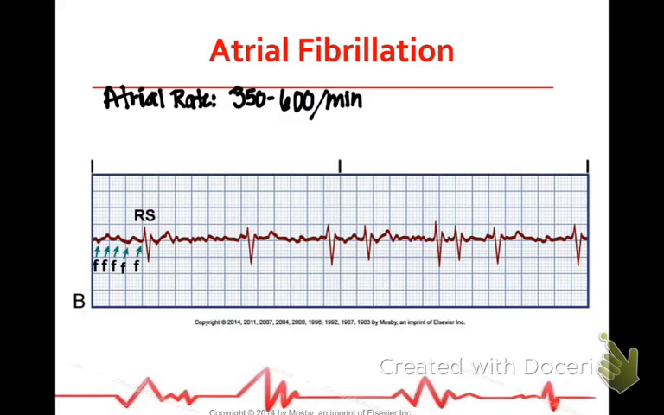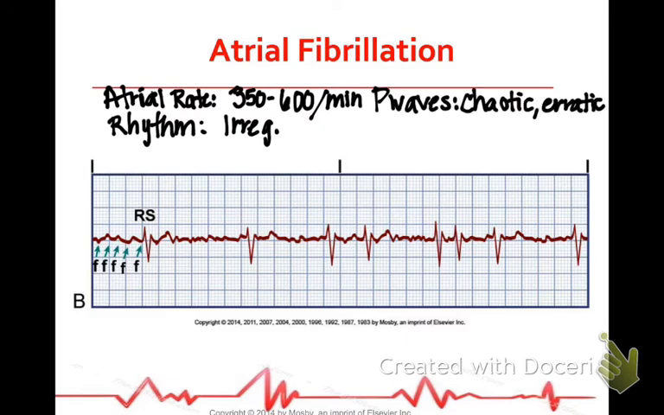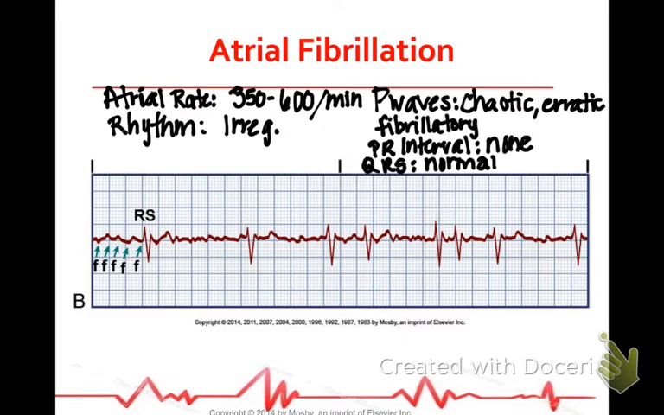All right, AFib. Atrial fibrillation is exactly what it says. It's fibrillating. The atria are just kind of quivering, right? Fibrillatory waves. The rhythm's irregular. Your atrial rate is going at like 350 to 600. Your P waves are chaotic, erratic, fibrillatory, like I said, and your PR interval is none because it's going so fast you can't really see it, and your QRS is normal.